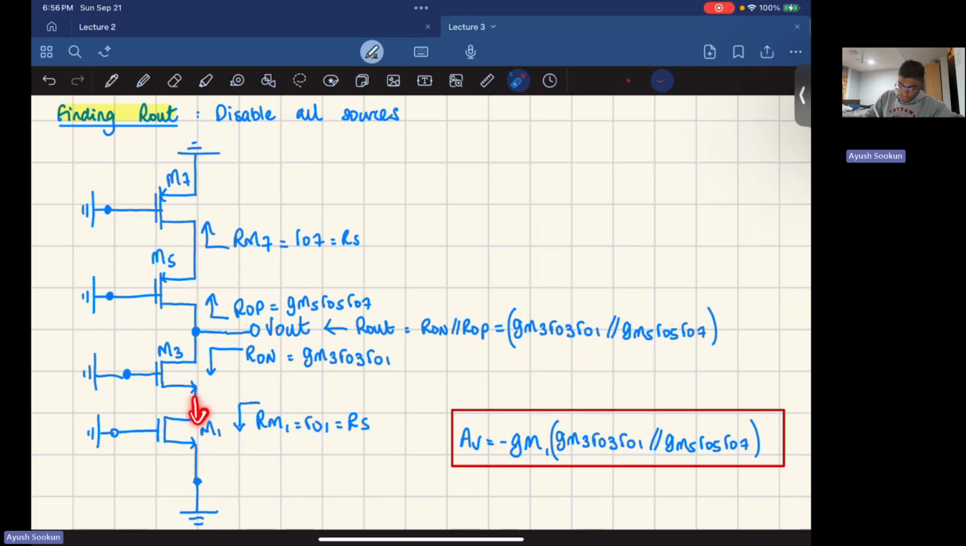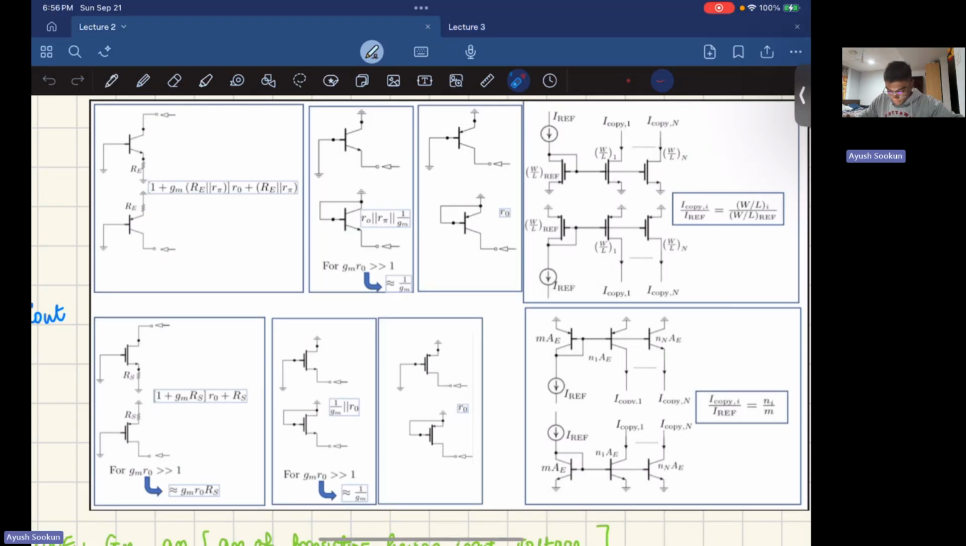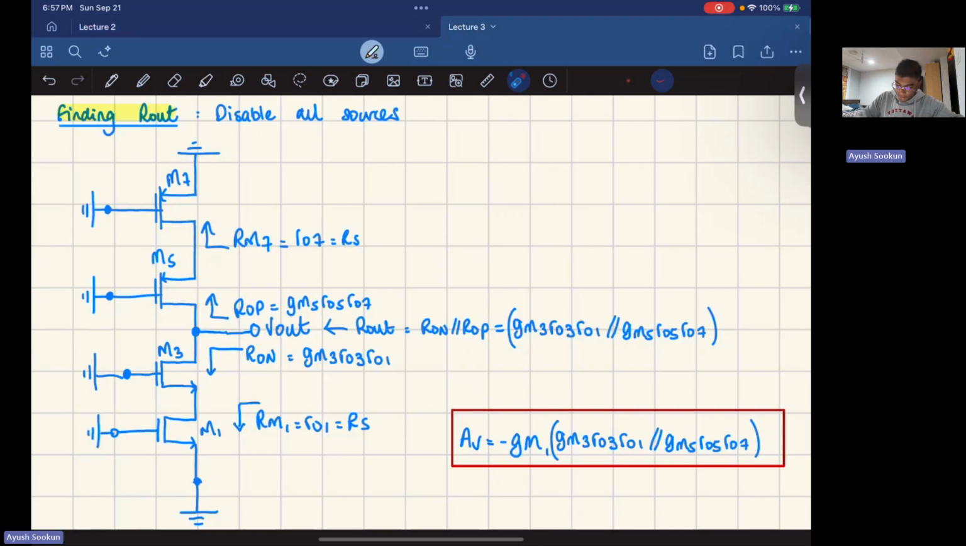So I'm looking at the drain, and the rest is grounded. So I go back here. Where's the MOSFET? Okay, it's this situation. I'm looking at the drain, but the source is grounded. It's not connected to RS. So here RS goes to 0. So this goes to 0, this goes to 0, and I'm left with ro. In our case, this is M1, so it's going to be ro1.